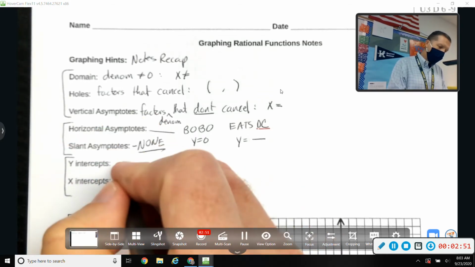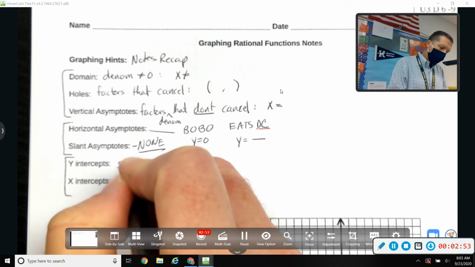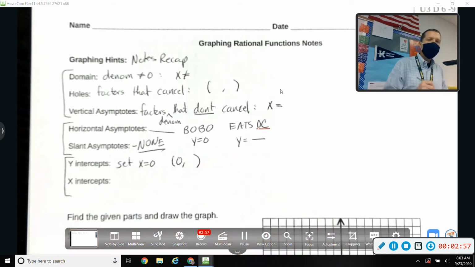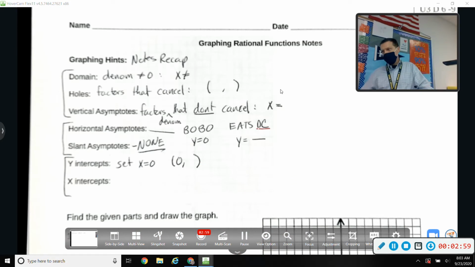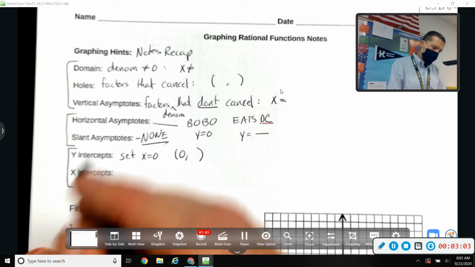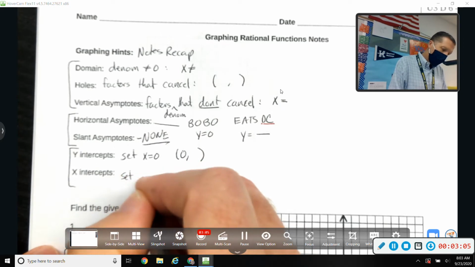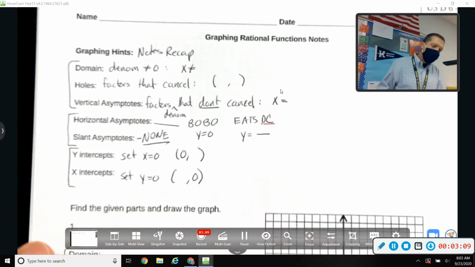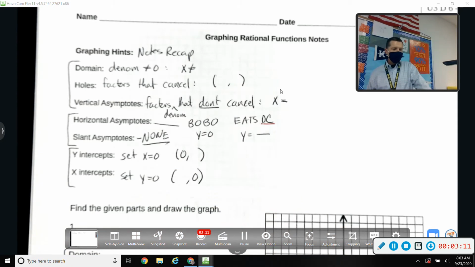Intercepts kind of go together. For y-intercepts, we'll set x equal to 0. And so our answer looks like 0, comma, whatever we get. For x-intercepts, we set y equal to 0. And so we get something, comma, 0.